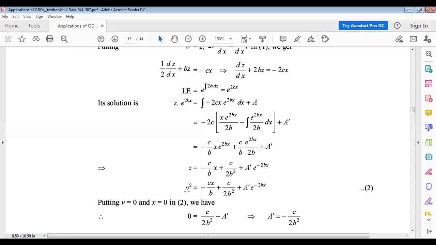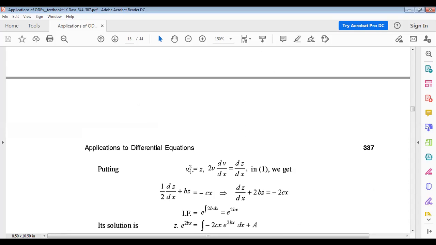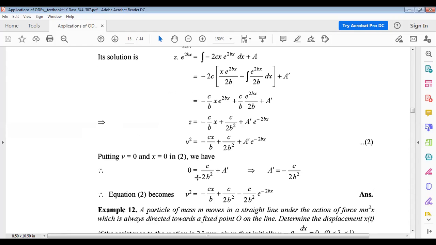So z equals to what? We have substituted b square equals z, which is why z equals b square. Now putting b equals 0, since the velocity was 0 when it was at rest. Starting from rest, the velocity was 0. Putting b equals 0 and x equals 0, we get A dash equals minus c divided by b square. So equation 2 becomes very easy for you, just by putting the values of A dash.